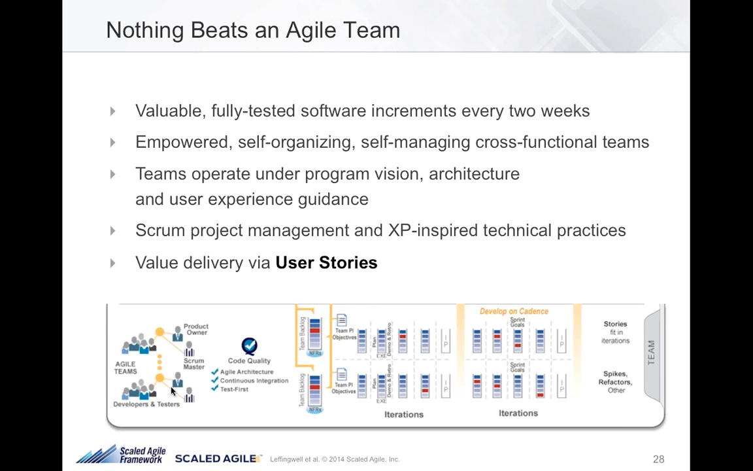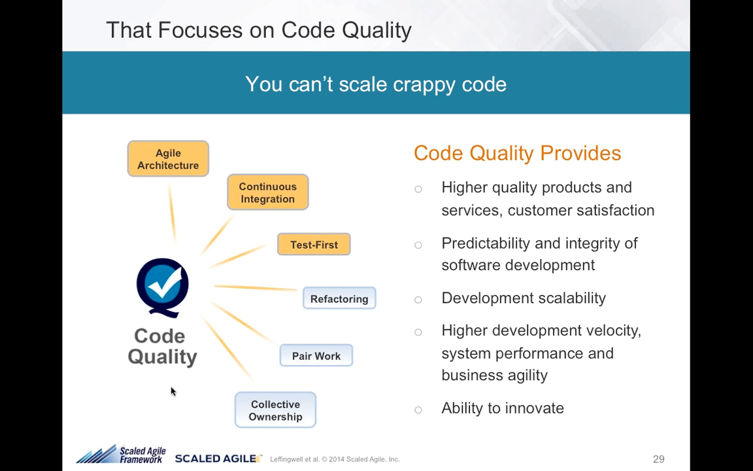And then value delivery via user stories. What we mean by that is that user stories are the main currency for Agile development because they bring the user to bear on the problem set. And in case you didn't already know this, here's a reminder: you can't scale crappy code. Poor code added to poor code added to poor code is basically a nightmare. You have an impossible mission on that point.